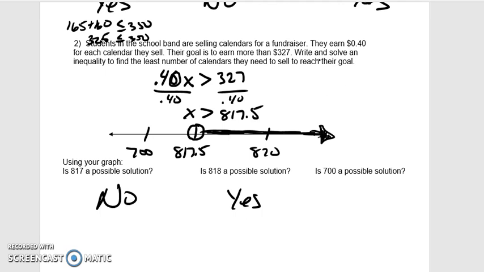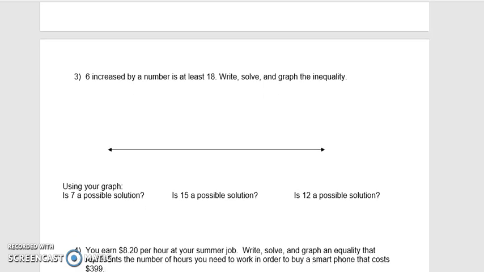So when we go back to the question, to find the least number of calendars, it would be 818 of them. Is 700 a possible solution? And I'll be honest, ladies and gentlemen, I didn't even see 700 there. I know you're not going to believe me when I say that, but I did not know there was a 700 there. Is that part of my shaded region? Yeah, no, it's not. So that's why we're going to say no to it there. All right, so we're setting up, we're solving, we're checking to see where we are.